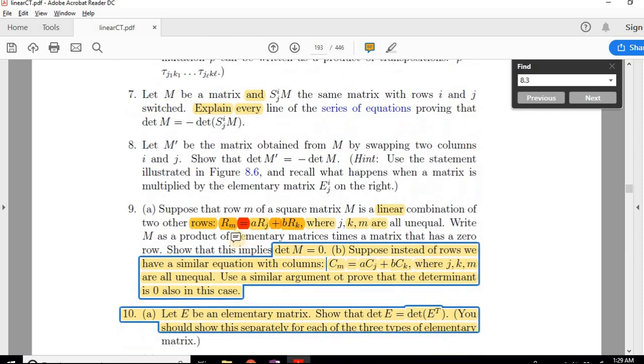All right. So once you can write this M as a product of elementary matrices times a matrix with a 0 row, you should show why that implies that the determinant of M is 0. And then do the same thing with columns. The difference between row and column basically is that for row you apply the elementary matrix on the left, and for column you apply the elementary matrix on the right.